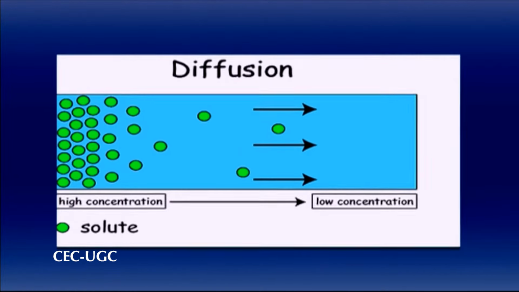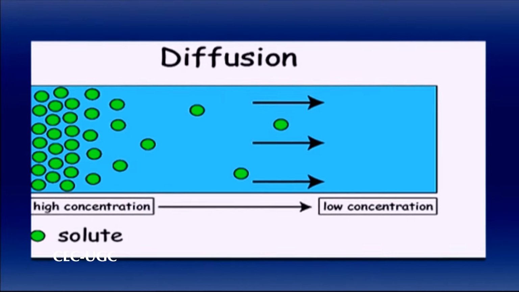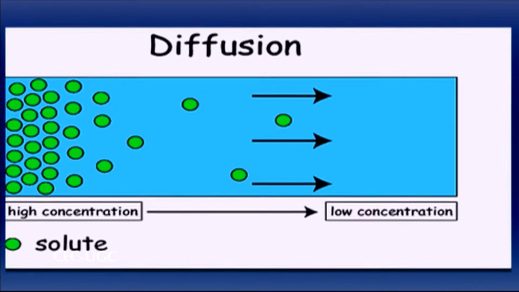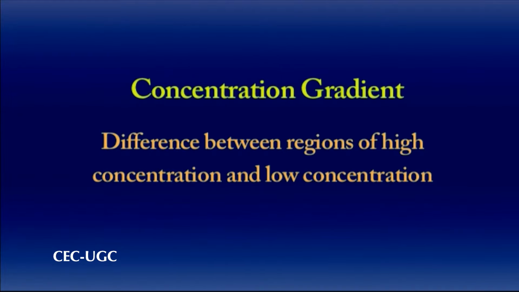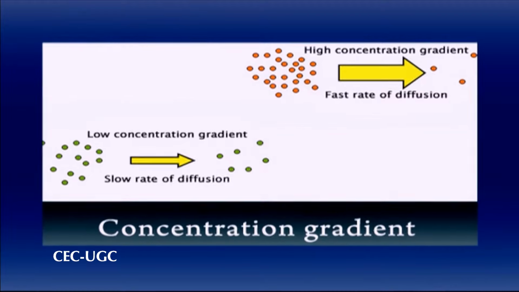Here you can see solute transport is from the left to the right and movement of solutes is due to the concentration gradient. The difference between the regions of high concentration and low concentration is called the concentration gradient. The steeper the concentration gradient, the faster diffusion takes place.